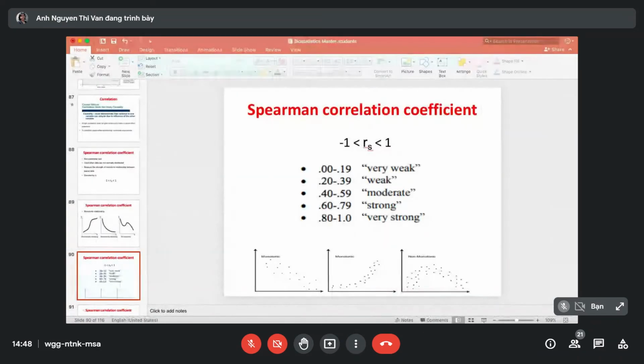Bùi Đức Huy. Yes. Can you talk about the strength of the correlation based on the value of the Spearman correlation coefficient? So for the correlation coefficient, it ranges from -1 to 1.